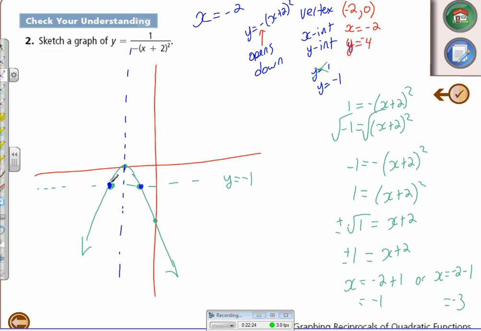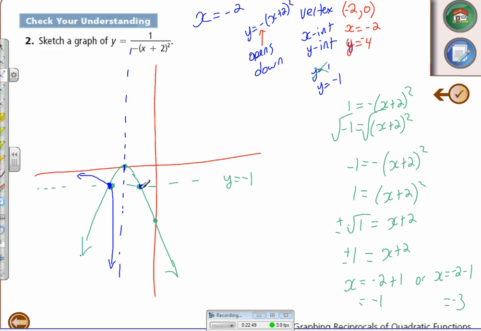To the left of this invariant point, the original graph went down, so we're going to go up to the left. It went down to infinity. We're going up to 0. Do not cross the axes. To the right of this invariant, it went up to 0. We're going to go down to infinity. Do not cross the axes.